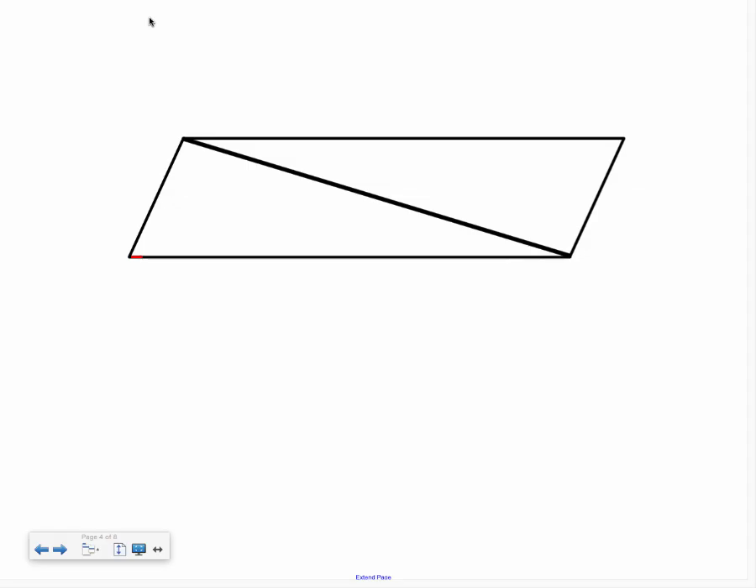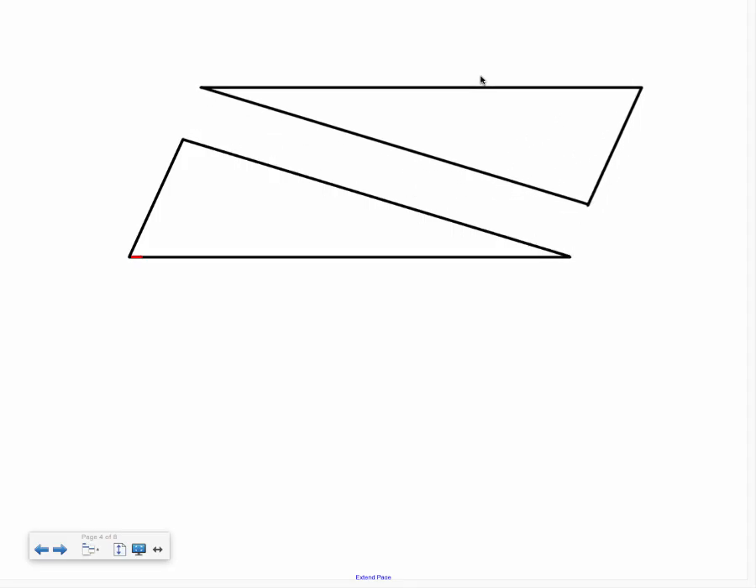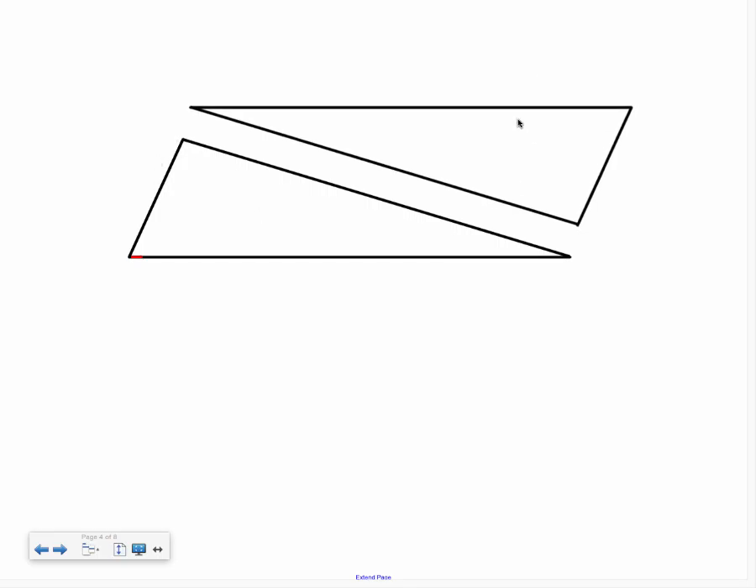The area of a triangle is based on the area of a parallelogram. So if we take our parallelogram and cut it in half from corner to corner, we form 2 congruent triangles. So we've split our parallelogram in half into equal pieces.